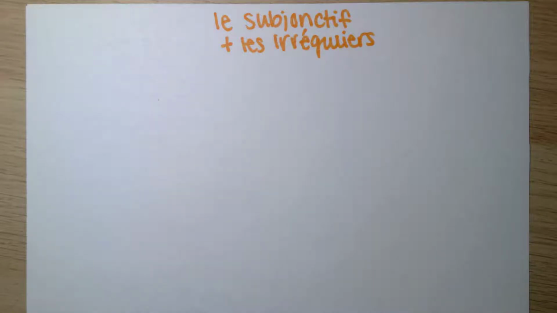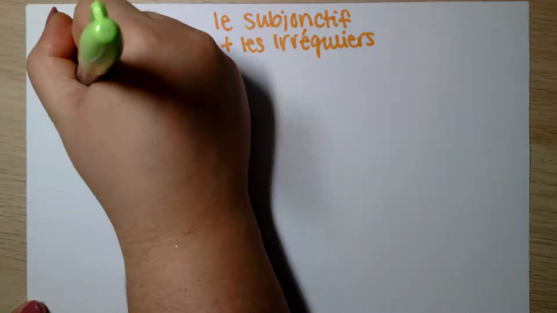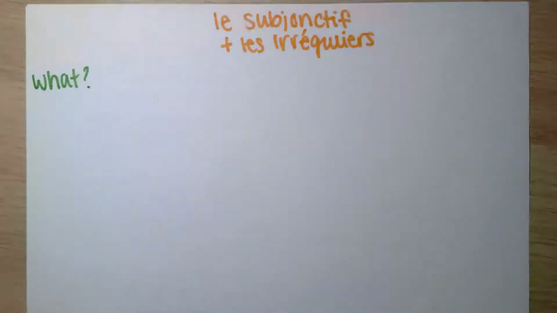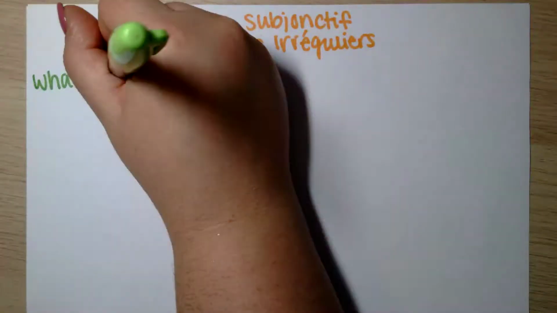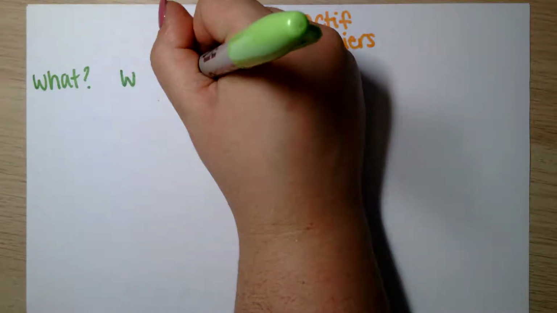The first thing I want to do is review the subjunctive. So let's start off with defining what exactly the subjunctive is. The subjunctive is used to express a couple of different things. I like to use the acronym WEIRDO. I know it might not be very nice, but I like to use the expression weirdo.